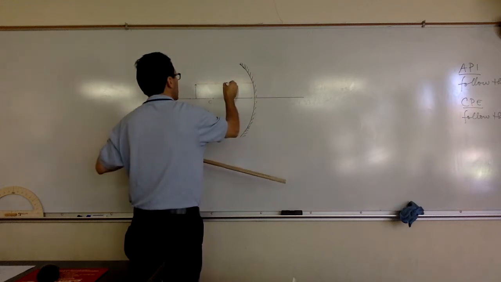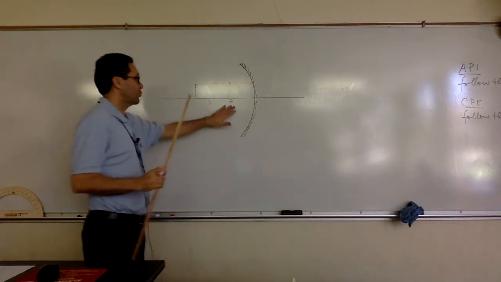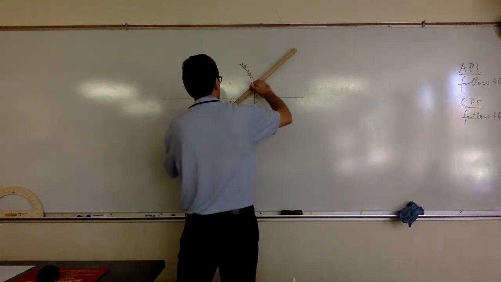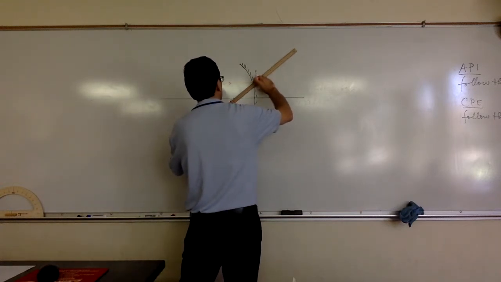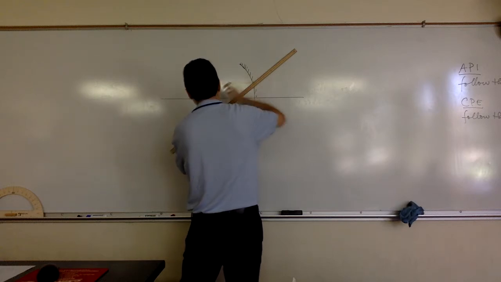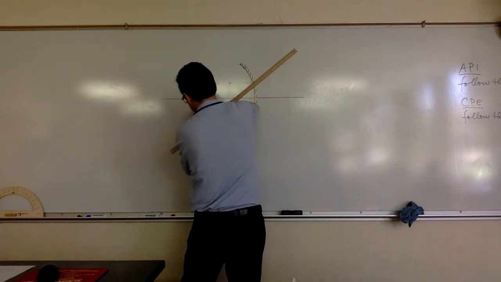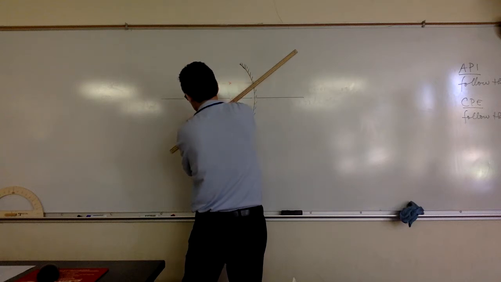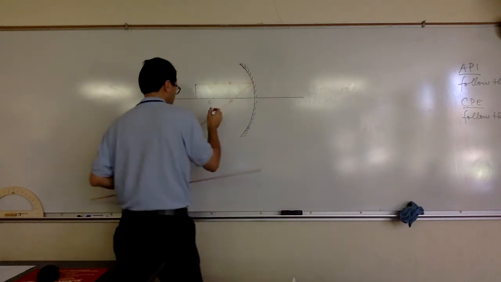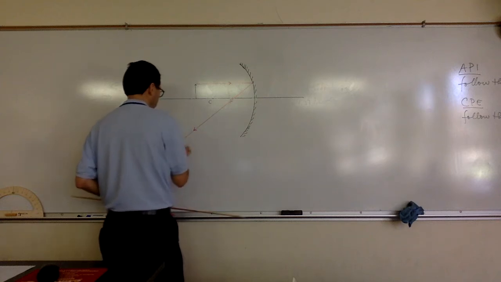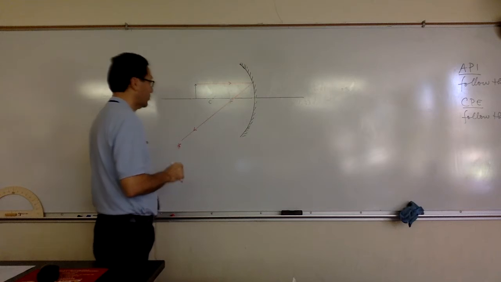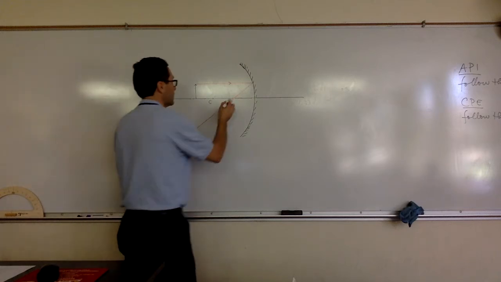okay, will reflect through this point here called the focal point, right? So every curved mirror or curved lens has a focal point. Okay, so that's my reflection. And I'm going to keep an eye on this reflection because in order to get images in mirrors, you have to follow where the reflections intersect.